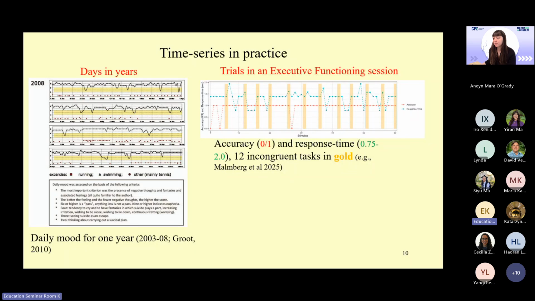These are trials in an executive functioning session that lasts for some minutes. And we see that accuracies and response times are indicated in green and red here. These are the accuracies and the response times in green. The incongruent tasks are indicated in gold in this, and I'll show you more from this study a bit later. So these are quite different time scales for these time series that we have.